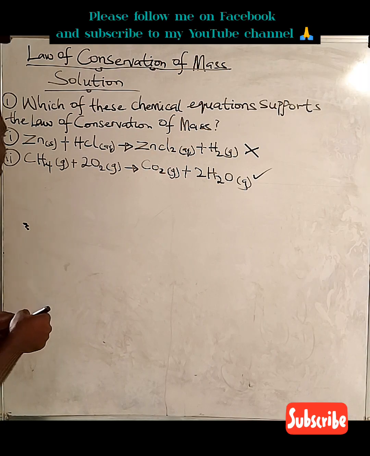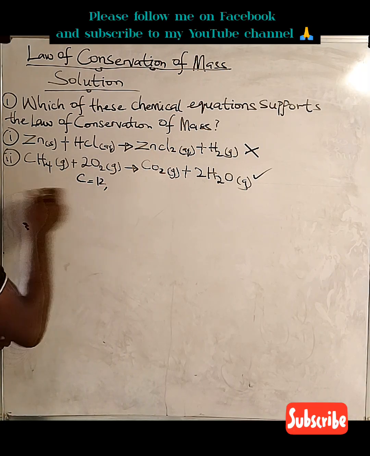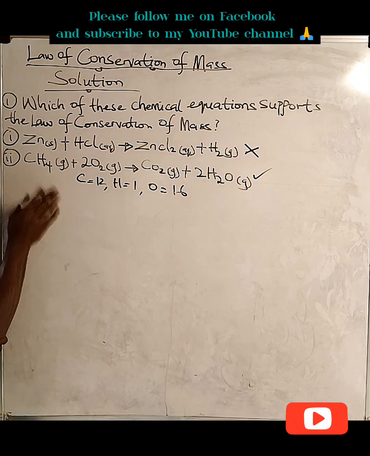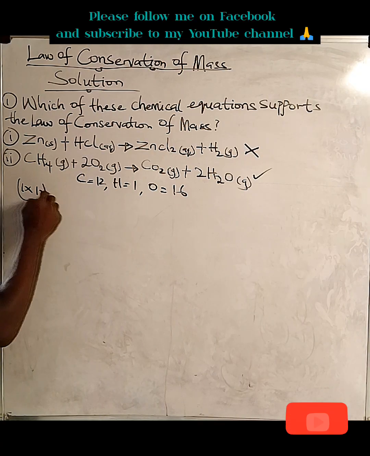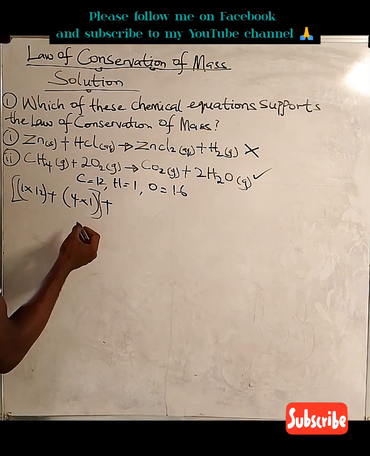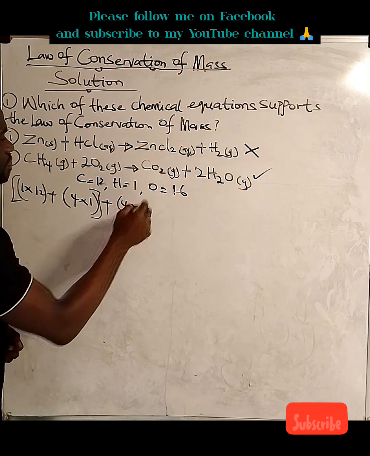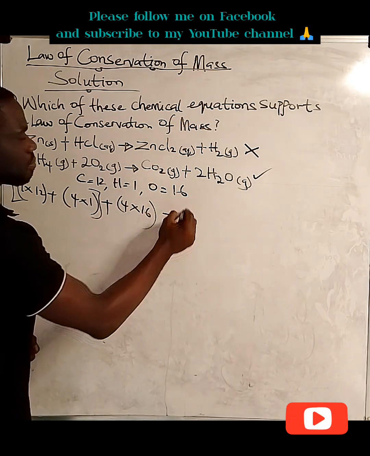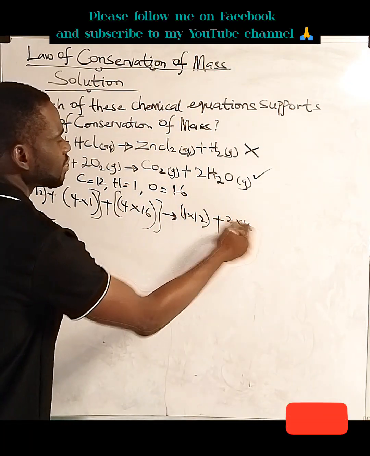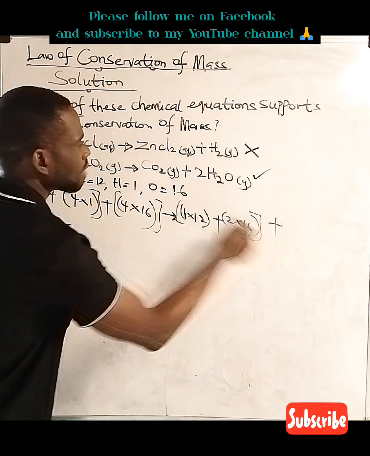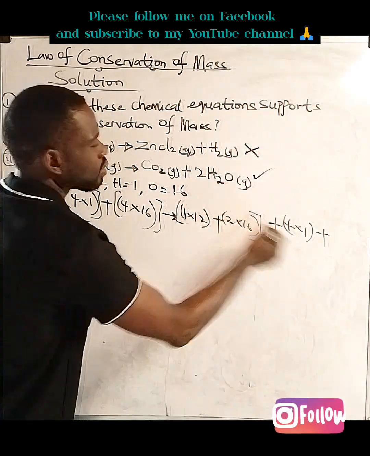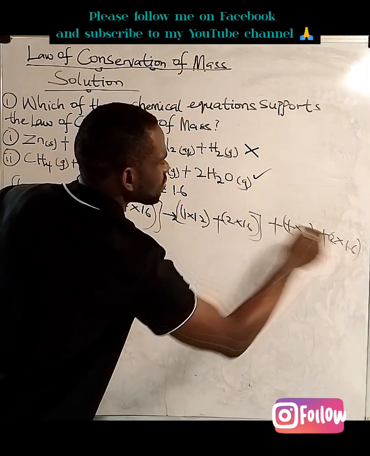Now we can do the calculation quickly to confirm. Don't forget carbon is 12, hydrogen is 1 atomic mass unit, oxygen is 16. So let's quickly do the math. Carbon is 1 atom, so that's 1 times 12. Plus hydrogen is 4 atoms here, 4 times 1. And then oxygen, we have 4 atoms altogether, that's 4 times 16. On the product side, carbon is 1 atom, 1 times 12. Then oxygen is 2 atoms, 2 times 16. Then hydrogen is 4 atoms altogether, 4 times 1. Then plus oxygen is 2 atoms altogether, 2 times 16.